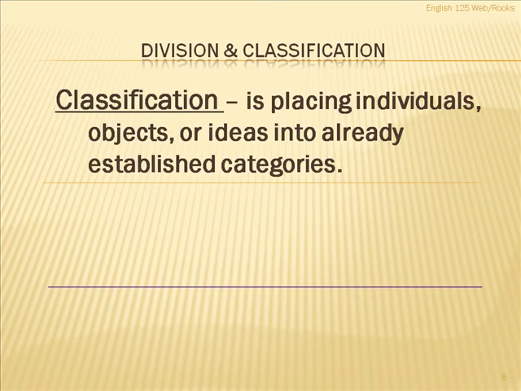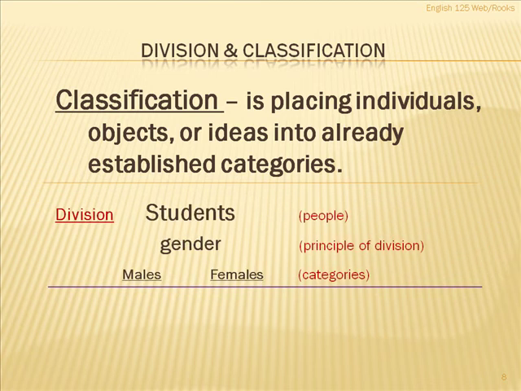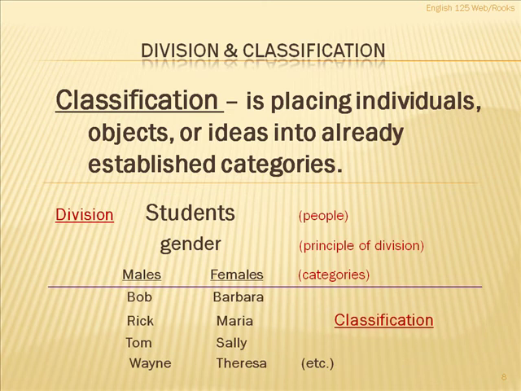Now, classification is when you take the individuals or the separate objects or ideas and you put them in these established categories. For example, we were looking at the one with students, and we had divided them by gender into males and females. This is the division part. The classification would be when you put the individual people into the category in which they belong. As you see, division and classification usually work together.